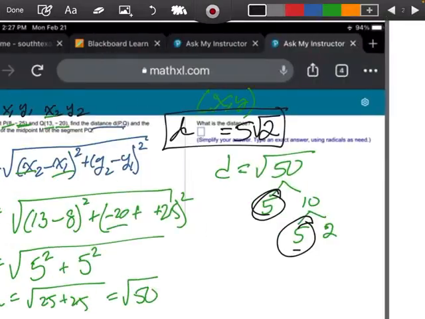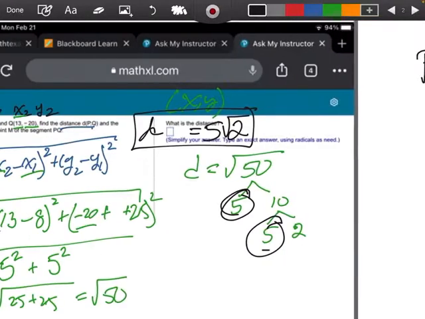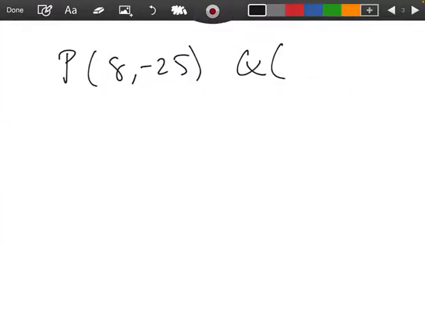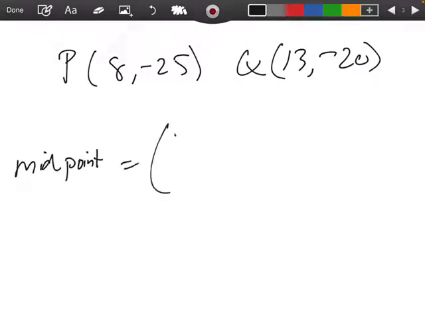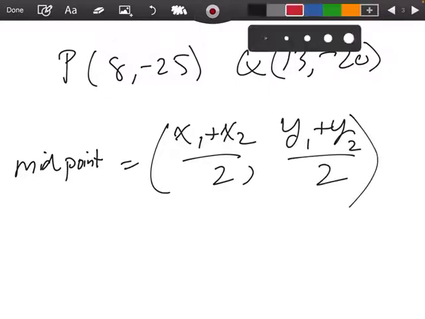So let's find the midpoint. So remember, my 2 points again. First point is 8 and negative 25. And my second point Q is 13 and negative 20. Okay, now we're going to find the midpoint. So the midpoint formula says x1 plus x2 over 2, y1 plus y2 over 2.